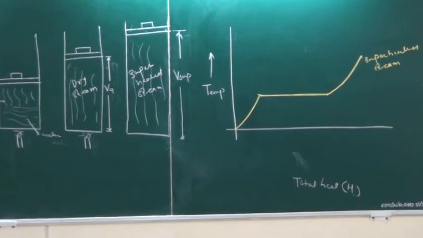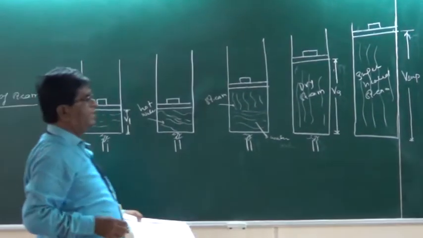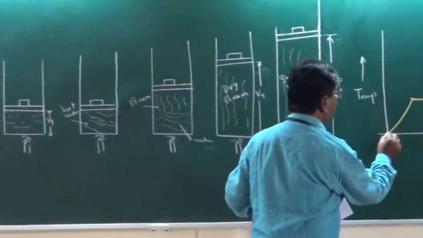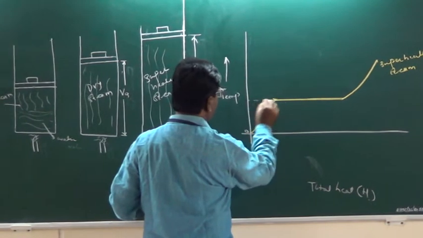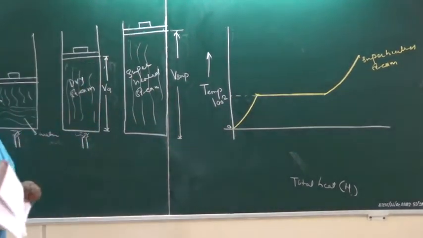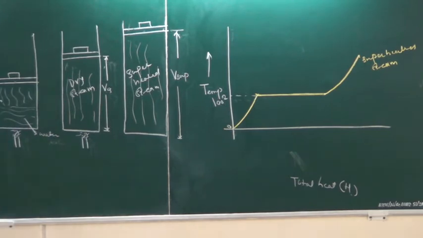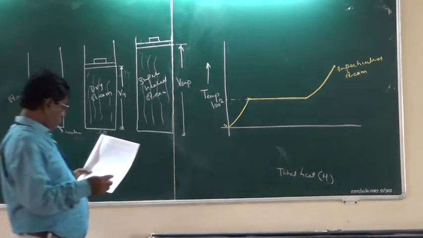Here the initial condition of water is 0 degree centigrade, so that's why we have started the graph from 0 degree centigrade. And here this is 100 degree centigrade. Why is it so? Because we know that the boiling point or saturation point of water at atmospheric pressure is 100 degrees centigrade.